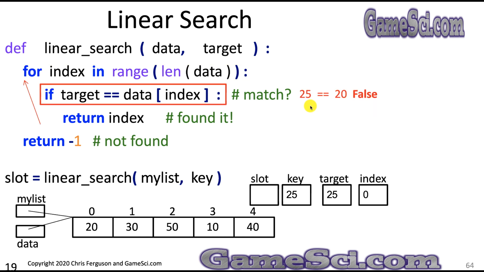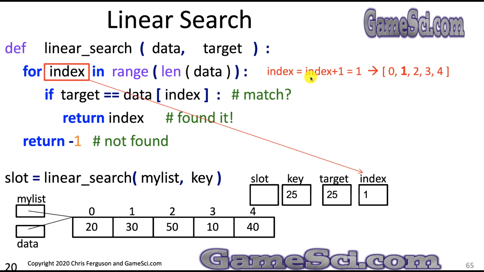Target of 25 is equal to data of index. Index is 0, so target 25, does that equal the 20 in position 0 of the list? The answer is false. It will skip the indented code, hit the end of the for loop, and pop back up. Index is bumped to the next slot, 1.